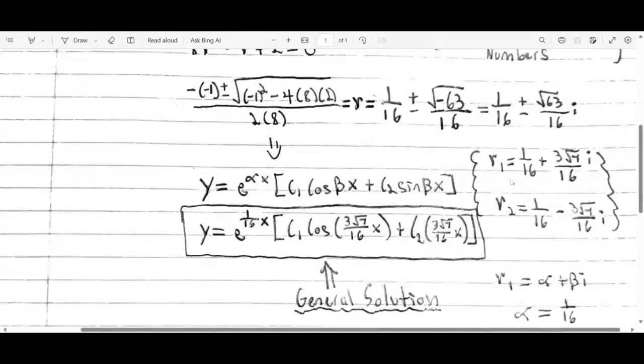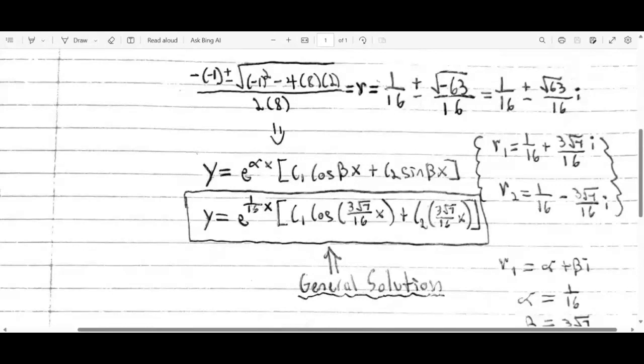So define R1 as 16 plus 3 times the square root of 7 over 16i, and then R2 is just going to be 16 minus that same number, and then we're going to put it into the general form of e to the power of alpha x, multiplied by our first constant cosine beta x plus our second constant multiplied by sine beta x.